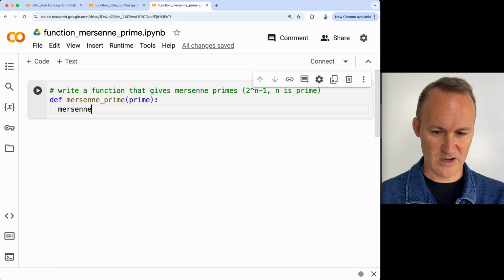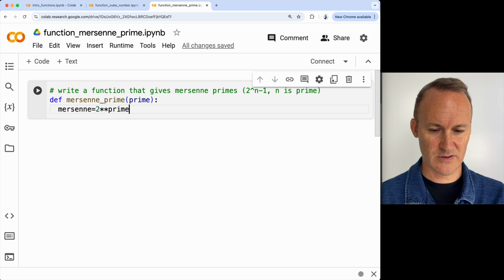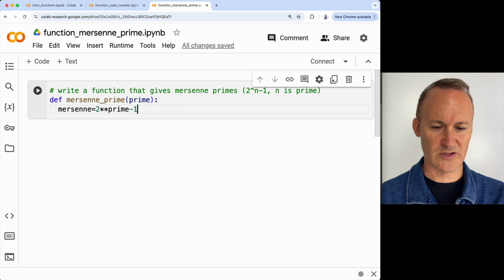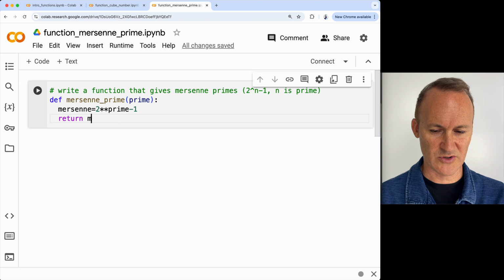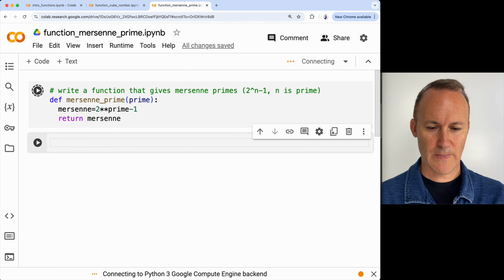So Mersenne equals, so you're taking 2 to the what number? Well, it's that prime input, and then subtracting 1. So it's basically 2^n minus 1 where n is prime, and then we want to return the Mersenne prime, which I've defined as Mersenne. Okay, so this will define it. Press Shift-Enter to run it.